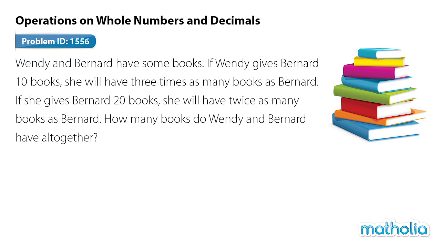Wendy and Bernard have some books. If Wendy gives Bernard 10 books, she'll have 3 times as many books as Bernard. If she gives Bernard 20 books, she will have twice as many books as Bernard. How many books do Wendy and Bernard have altogether?